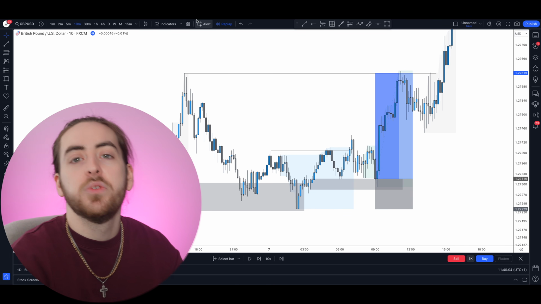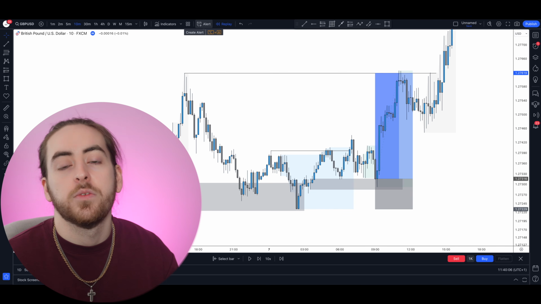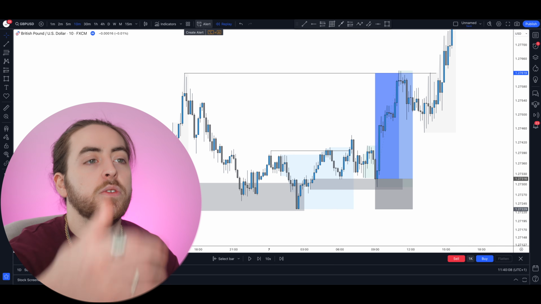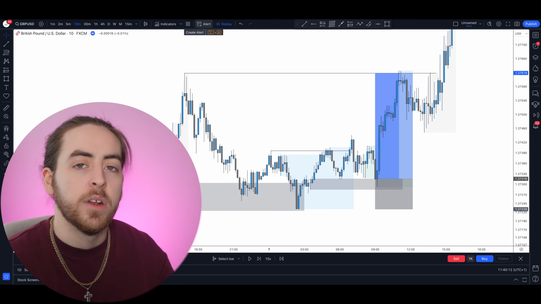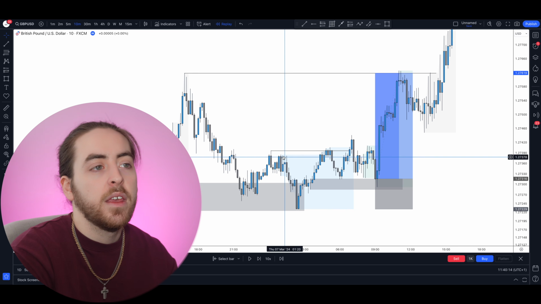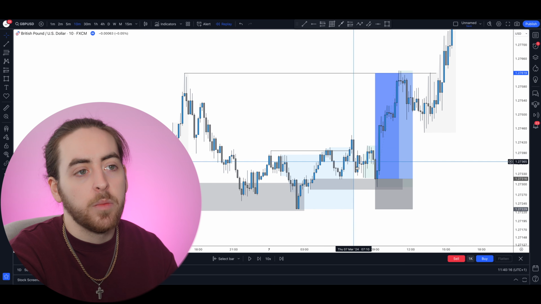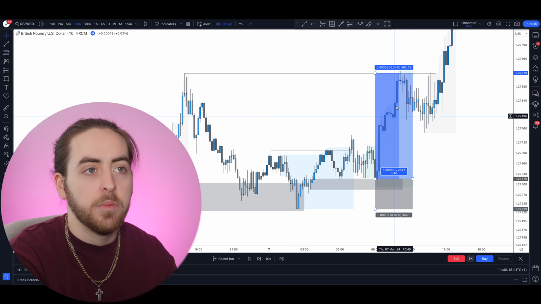Let's say you completed your top-down analysis from the 4 hour to the 1 hour to the 30-minute, and now you were using this 10-minute time frame, which I pretty much use as an alternative to the 15-minute, to identify an entry. Now we had a break of structure just here. The market pulled back, we executed a buy, and it moved up.